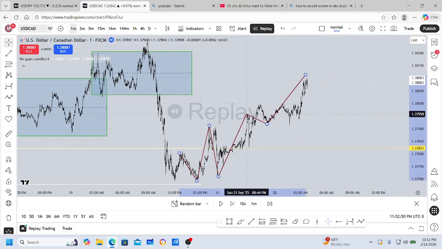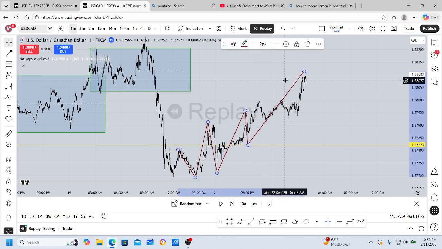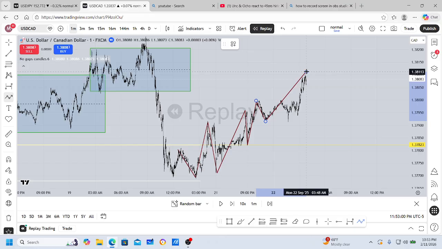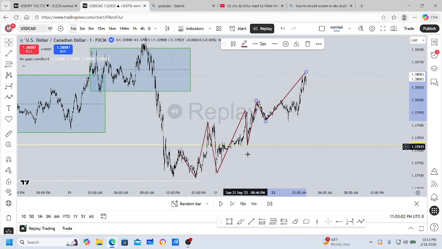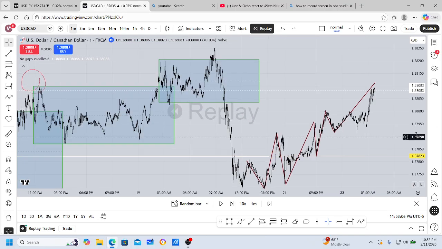Oh no, see, 1, 2, 3, 4. 1, 2, 3, 4. 4 swings.